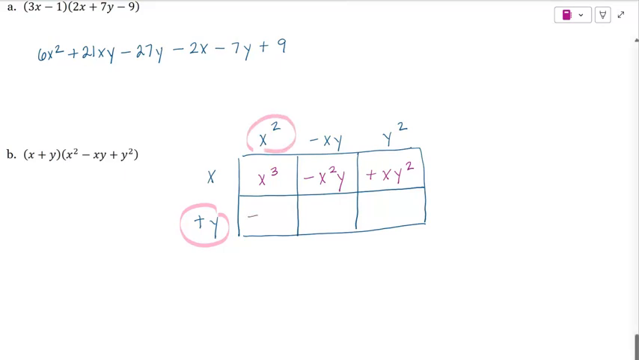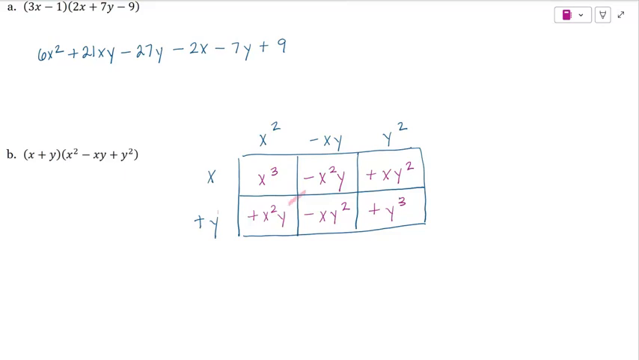This is a plus x squared times y. Negative xy squared. And then our last term is plus y cubed. One of the reasons that we talked about doing this is that it's easy to see the terms that are alike kind of on the diagonal, and that's happening here.